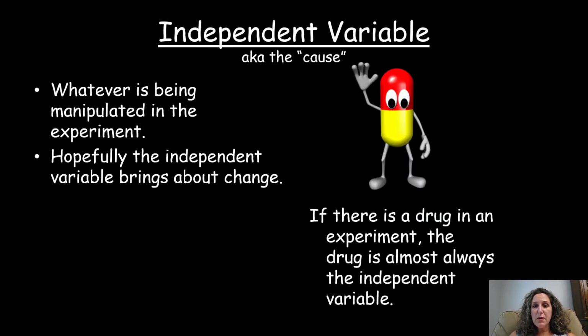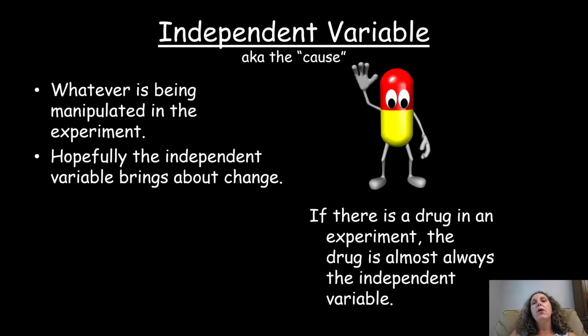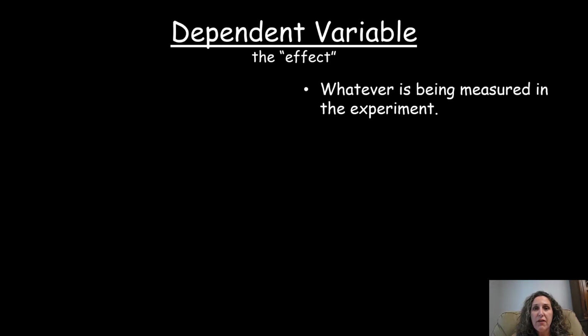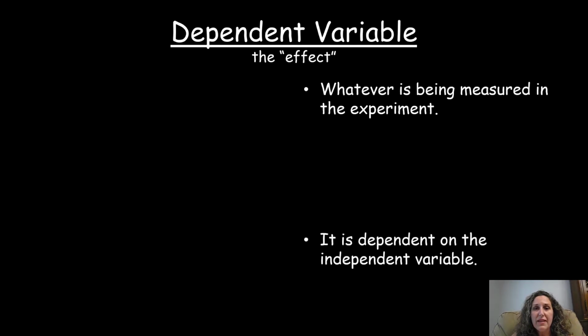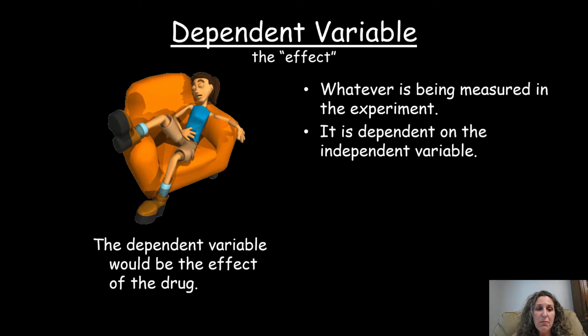If there is a drug in the experiment, the drug is almost always the independent variable, okay? So if we're talking about the effectiveness of a certain drug, the drug is almost always going to be your independent variable, because that's what you're offering, hoping to affect change. That is what you are giving them in order to cause an effect of getting better, right? So the independent variable is your cause. The dependent variable is your effect. Whatever you're measuring in the experiment is the dependent variable, dependent on the independent variable. The dependent variable would be the effect of a drug or a treatment.